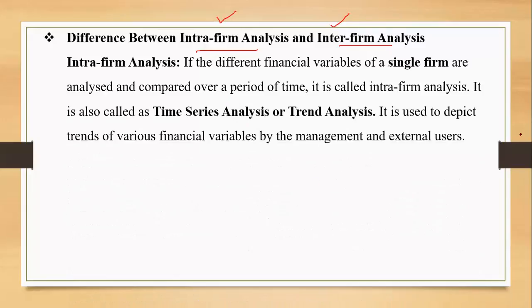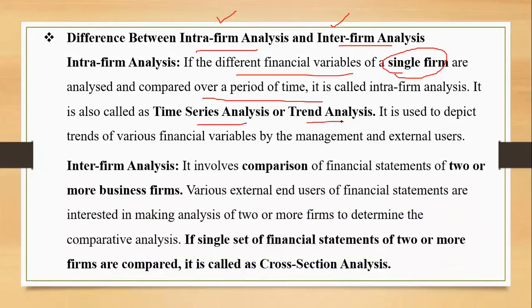Let us go to the meaning of this. Intra-firm analysis: if the different financial variables of a single firm, intra means it will be a single firm only, are analyzed and compared over a period of time. As I have been telling you again and again, when we do vertical analysis, I would like to know the percentage of gross profit, the net profit, the operating ratio. If I want to find all that, suppose the current year's operating ratio is around 80%. I would like to know what it was last year, and the year before that. So that is just one item over a number of years. That is what intra-firm analysis is, right? So it is also called the time series analysis or the trend analysis.